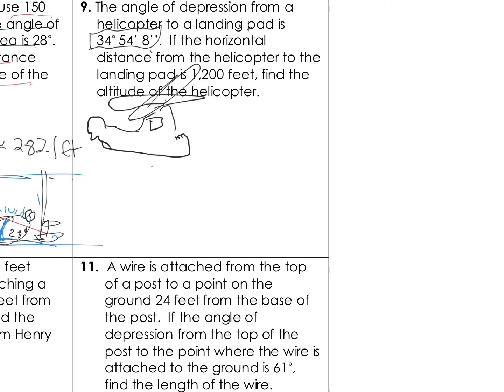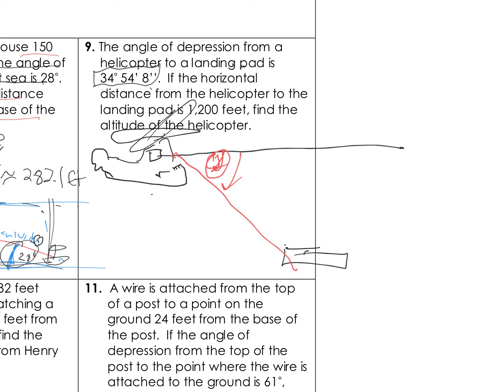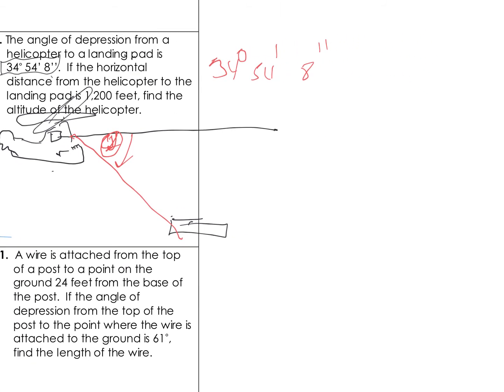and it is going towards a landing pad out here to land on the ground. And the angle of depression from the helicopter to the landing pad means I need a horizontal line. The angle gets depressed from that horizontal. And there is the angle of depression. He says it is 34 degrees, 54 minutes, and 8 seconds.